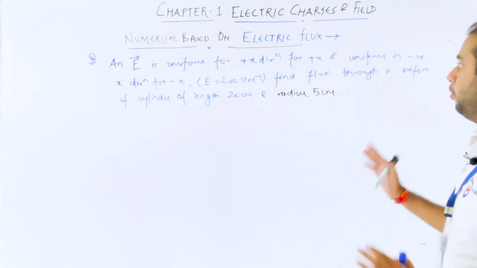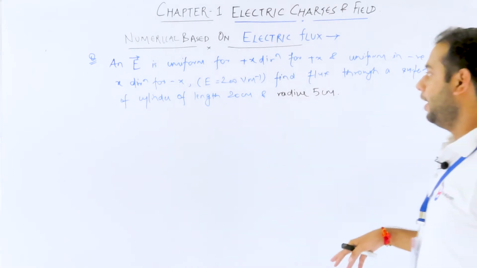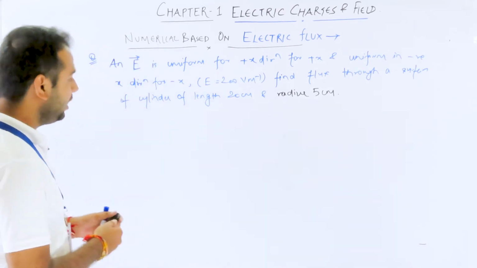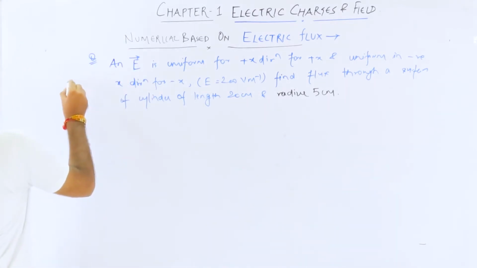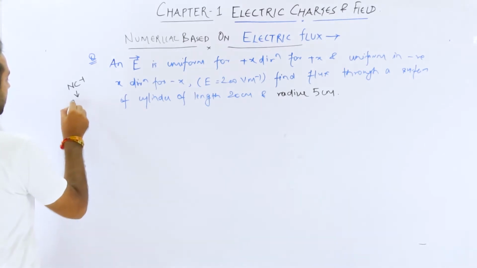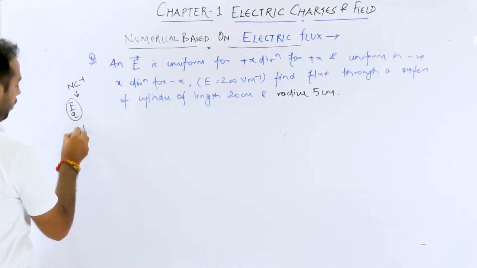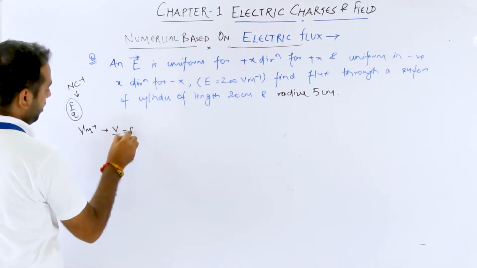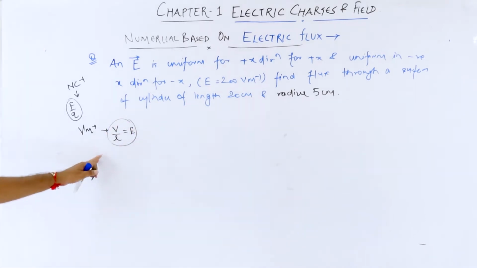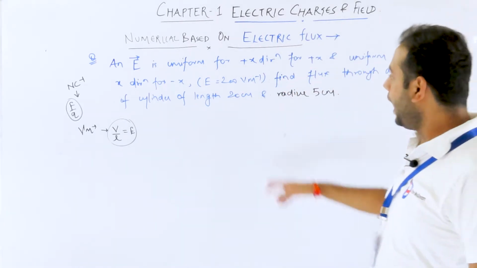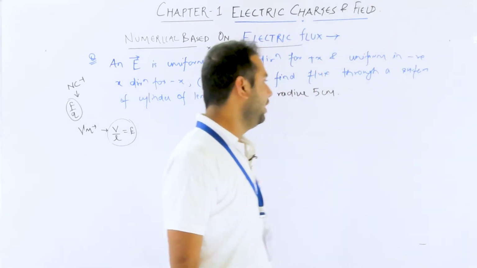Now similarly, I can take another example in which the electric field is uniform in the positive x direction and uniform in the negative x direction, and it is given as 200 volt per meter, or you can use another unit of electric field we know, Newton per coulomb. This unit we have derived from force per unit charge, and the unit volt per meter we have derived from potential difference per unit length. That's how we have derived the units of electric field. It can be volt per meter, it can be Newton per coulomb, whatever you feel comfortable with.